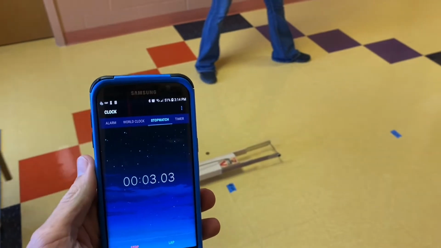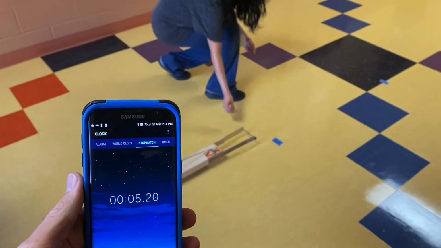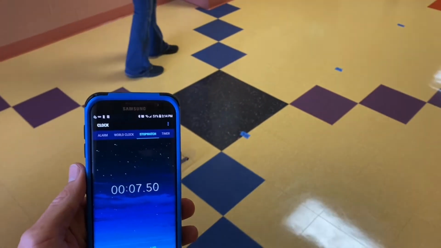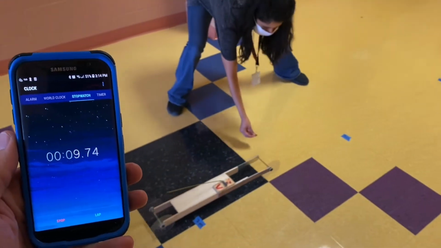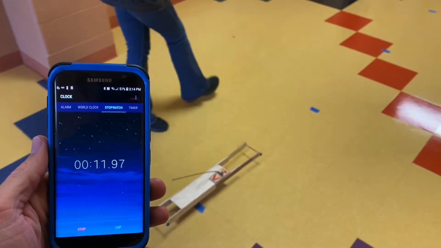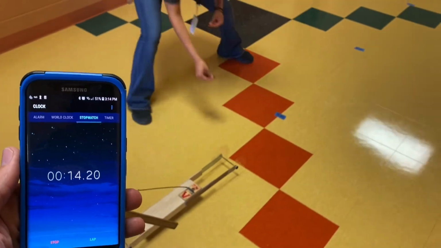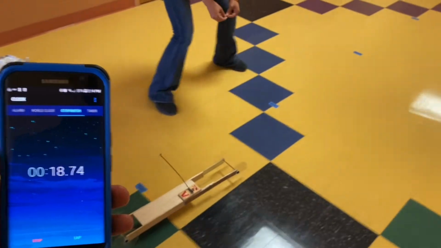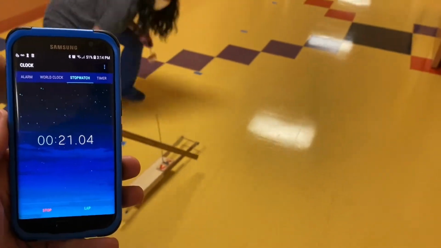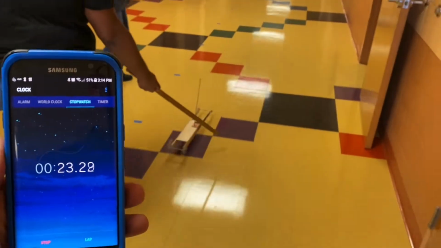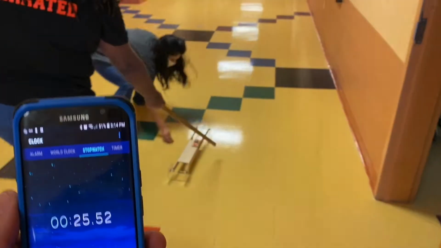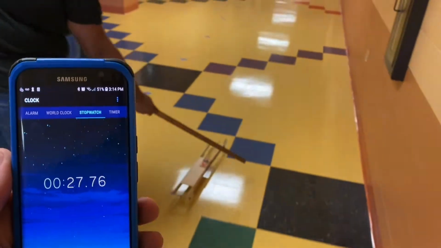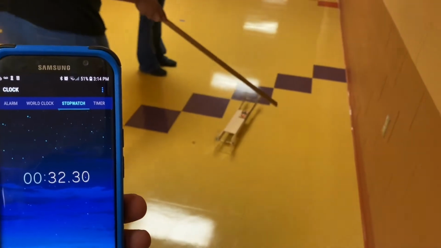1, 2, 3, 4, 5, 6, 7, 8, 9, 10, 11, 12, 13, 14, 15, 16, 17, 18, 19, 20, 21, 22, 23, 24, 25, 26, 7, 28, 29, 30, 31, 32, 33, 34, 35.